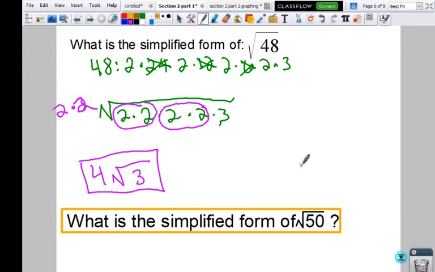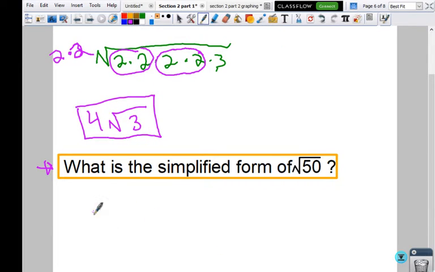2 times 25. Alright, I want you to simplify square root of 50 on your own. Unless you want decimals, you can simplify 25.